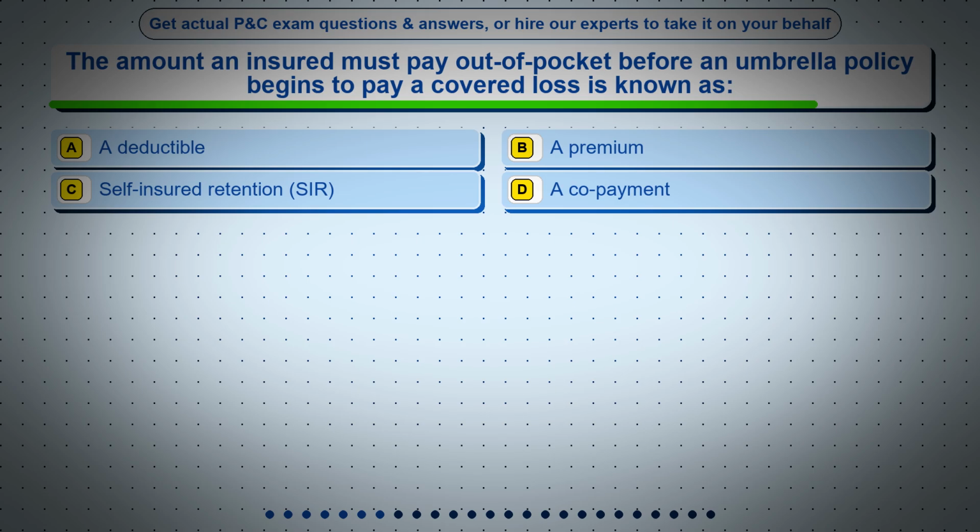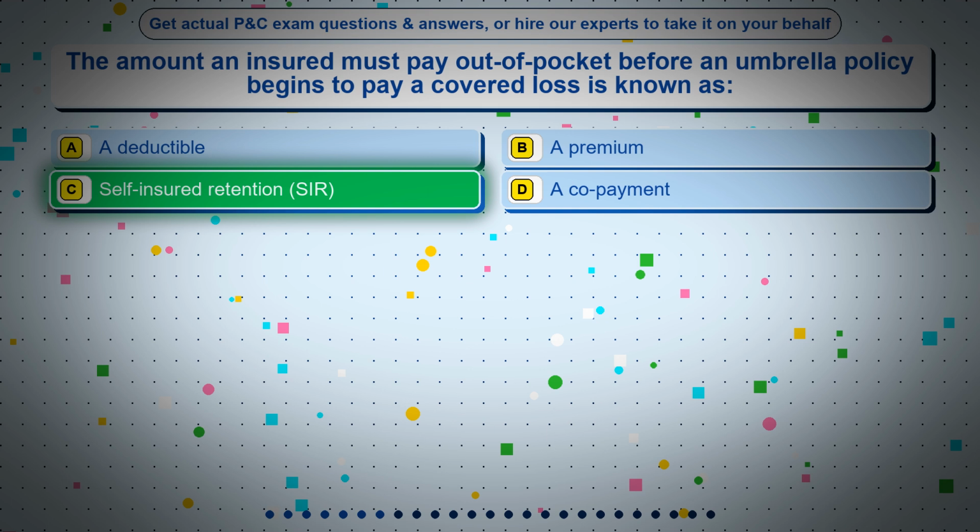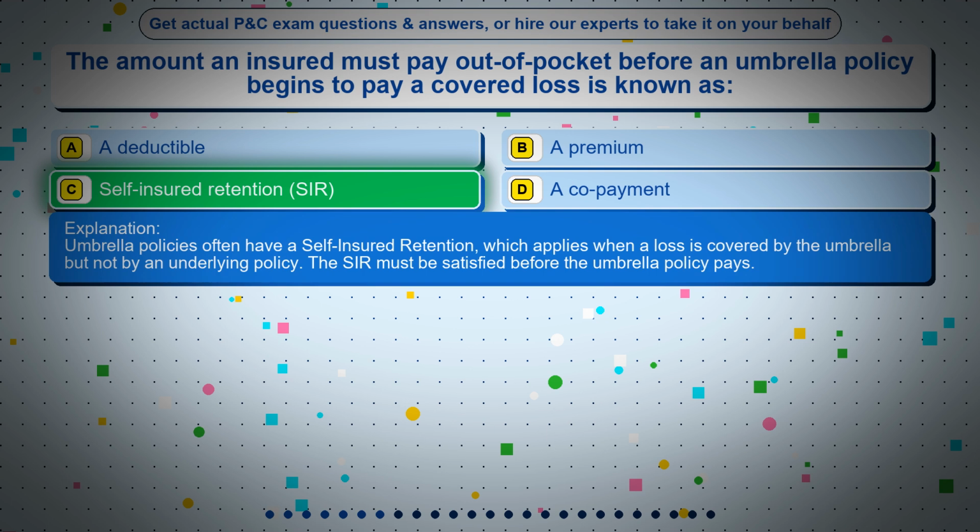Question 7. The amount an insured must pay out of pocket before an umbrella policy begins to pay a covered loss is known as option A. A deductible, option B. A premium, option C. Self-insured retention, SIR, option D. A copayment. The correct answer is option C. Self-insured retention, SIR. Umbrella policies often have a self-insured retention, which applies when a loss is covered by the umbrella but not by an underlying policy. The SIR must be satisfied before the umbrella policy pays.